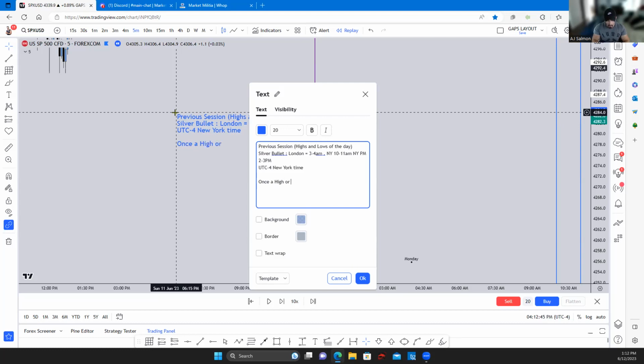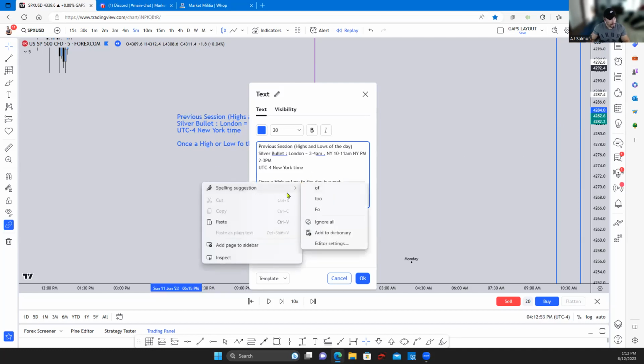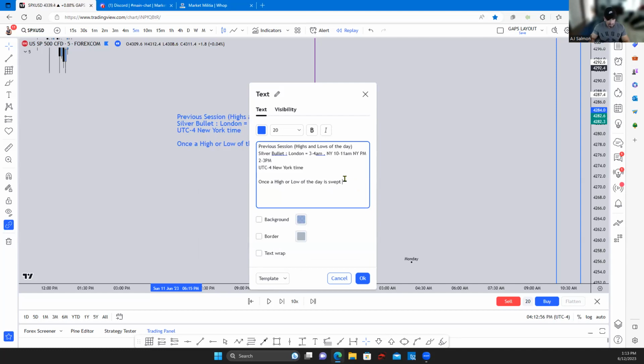Now, once a high or low of the day is swept or liquidity is taken, then we're going to wait for a shift in market structure, displacement, which is just another word for like a volume candle. This displacement or volume candle is going to leave behind what we call a fair value gap, right? FVG, or a gap in price.